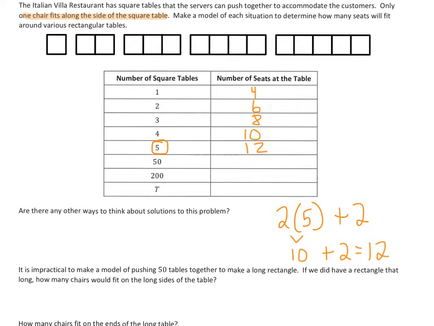Okay, so let's do the 50, right? We'd have 2 sets of 50, so 2 times 50. We can put that in parentheses if we want, but we don't have to because we will be doing it first no matter what. And then we're just going to add the 2.